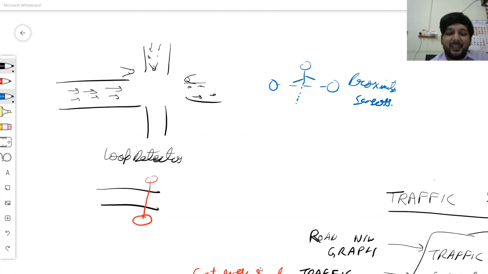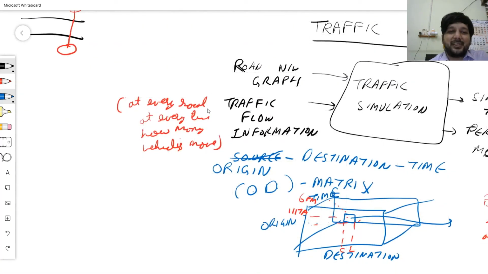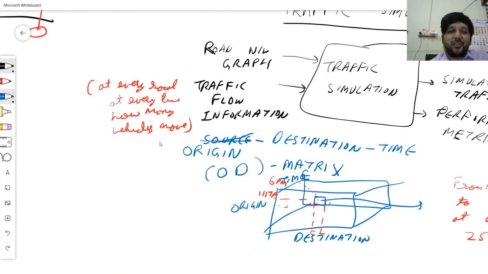But where we are getting to is the fact that for a transportation system, getting the traffic flow information is absolutely possible. Using all the sensors which exist in a smart transportation system, getting this information on the road network infrastructure is absolutely possible. Then I can also extract the origin and destination.